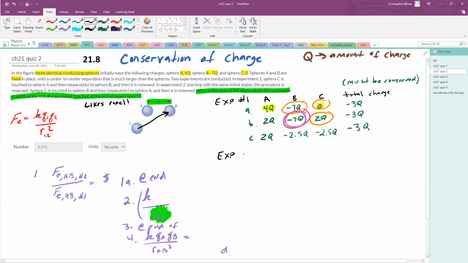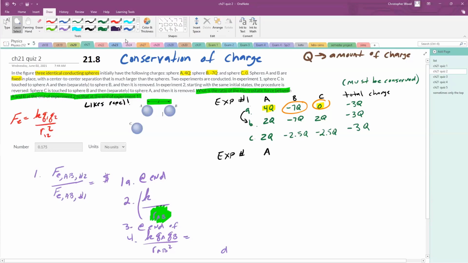The same initial state. Professor, how did you go from negative 7 to negative 2.5? Yeah, let's talk about that. You're good with B, so let me know if I need to talk about how I went from A to B, because that's what we're talking about. But when I touch particles B and C right here, at this point, let me reuse this.